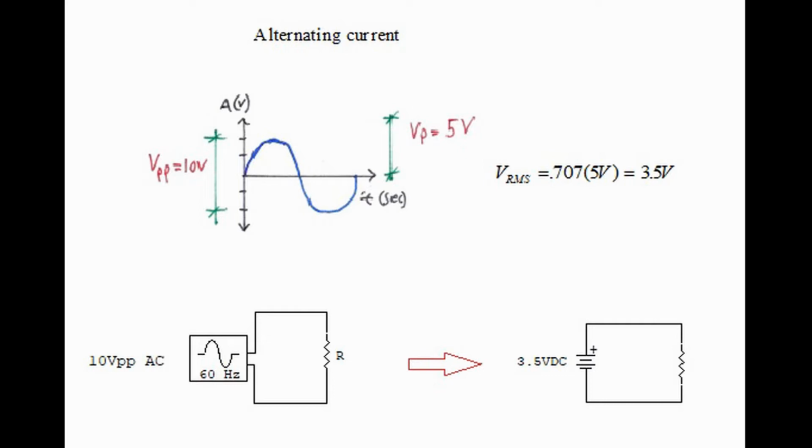Now we can demonstrate an interesting relationship between AC and DC: if I have a circuit that's 10 volts peak to peak in AC, that'll be equivalent to a DC voltage of 3.5 volts DC. And that means that both circuits will produce the same amount of heat when driving a resistor of the same value.